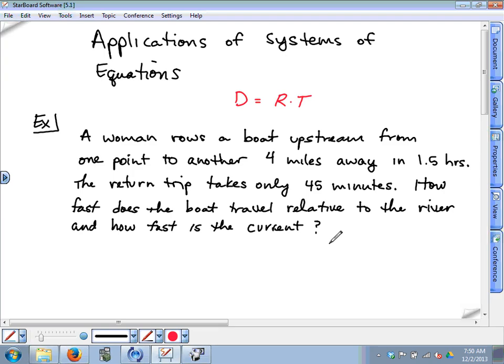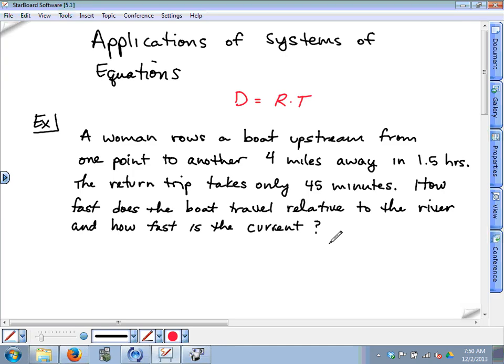Okay. That's not a bad idea. What is it we're trying to find? The way that you solve a story problem is first identify what is being asked for. What are we even supposed to find? The speed of the boat and the speed of the river. So in that formula, is that D, is that R, or is that the T? That's the rate.